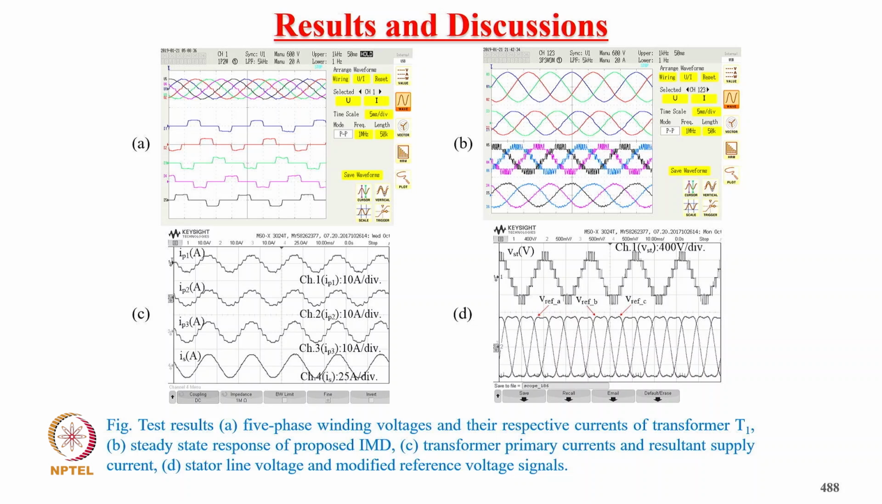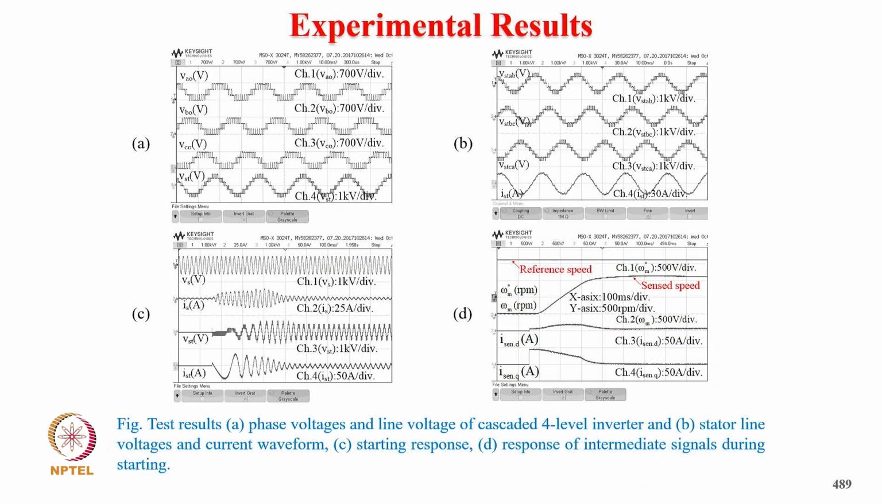So you can clearly see the 5 phase winding voltage and their respective currents of transformer T2, T1, and the steady state performance of induction motor drive. In the second, we have supply voltage, supply current, and motor voltage and motor current. And then we have the primary currents of the transformer, and then the supply current, and then we have the pendulum voltage and reference signal.